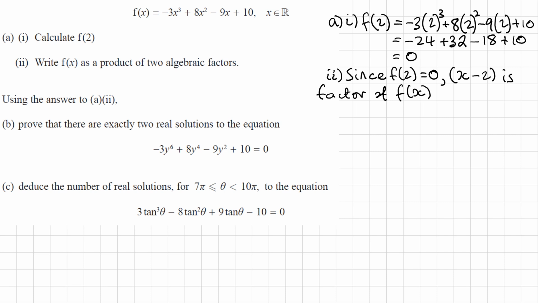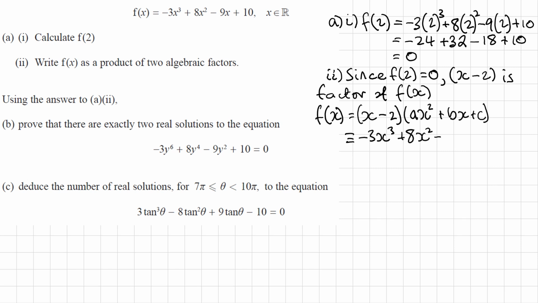So what I'm going to do is I'm going to say f of x is equal to x minus 2 times by something else. Now that something else needs to be a quadratic because it needs to multiply up to give me a cubic. So I'll write that quadratic as ax squared plus bx plus c, and I'm going to work out the values of a, b and c, because this is going to be equivalent to negative 3x cubed plus 8x squared minus 9x plus 10.